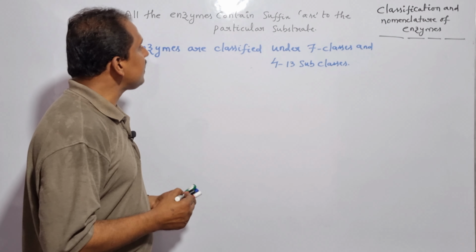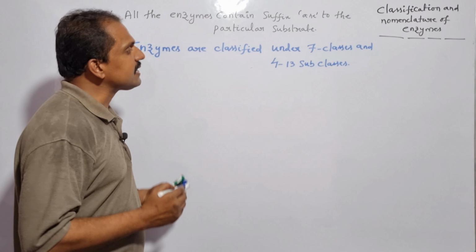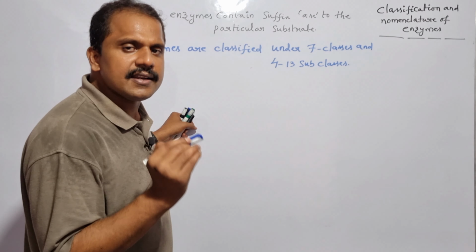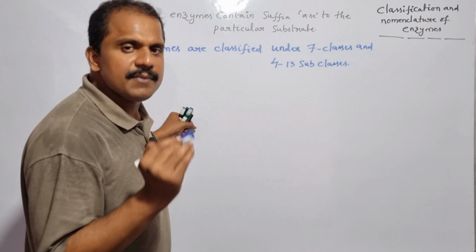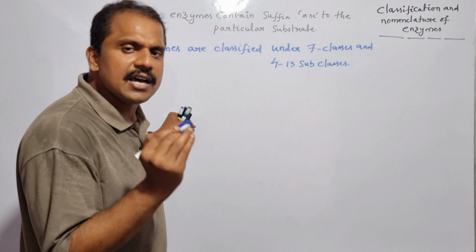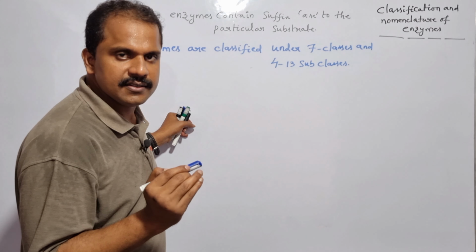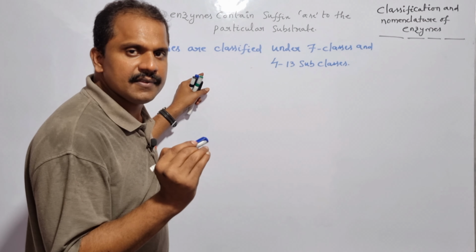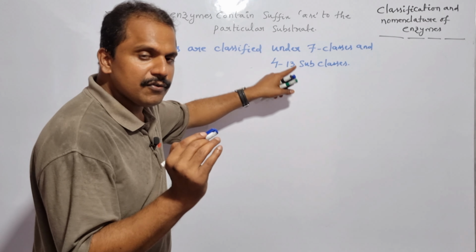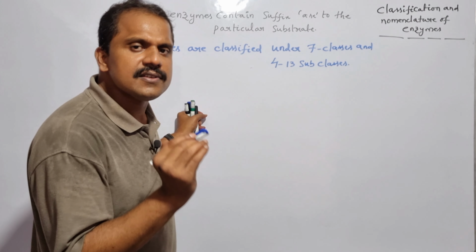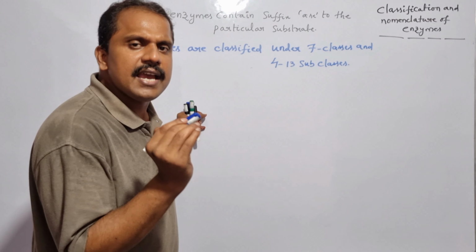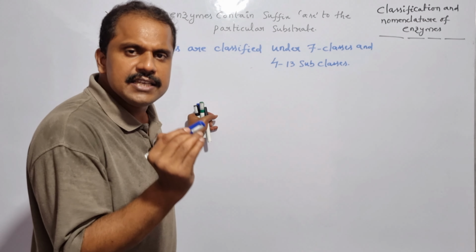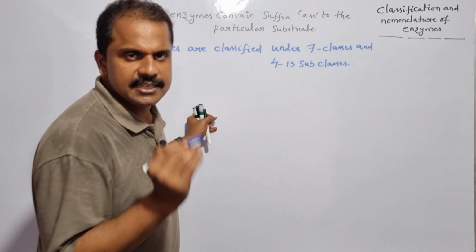All the enzymes which are classified under 7 classes and 4 to 13 subclasses contain a specific enzyme commission number, simply termed as the EC number, which is provided by the enzyme commission. Is it clear?